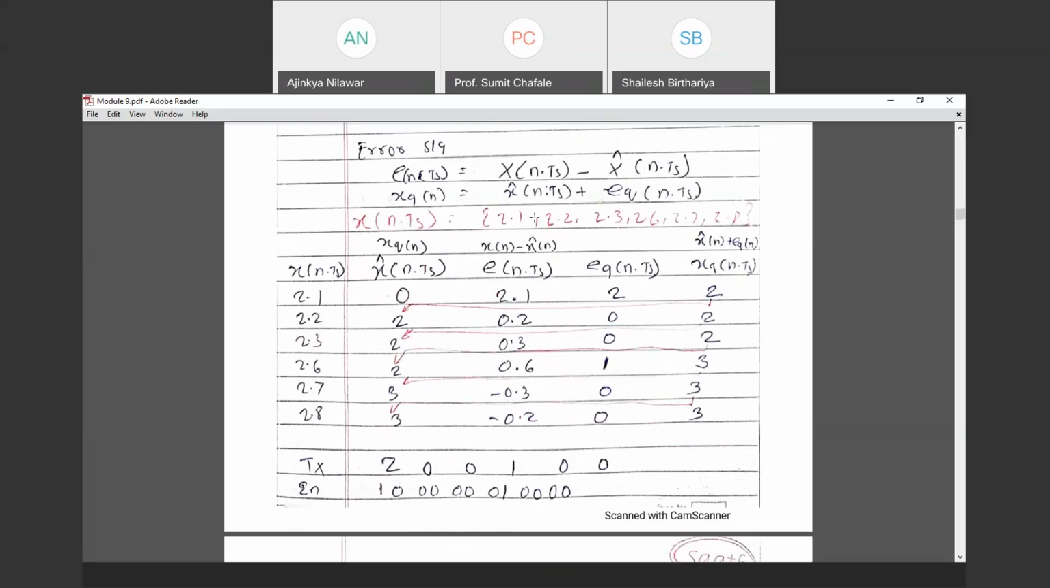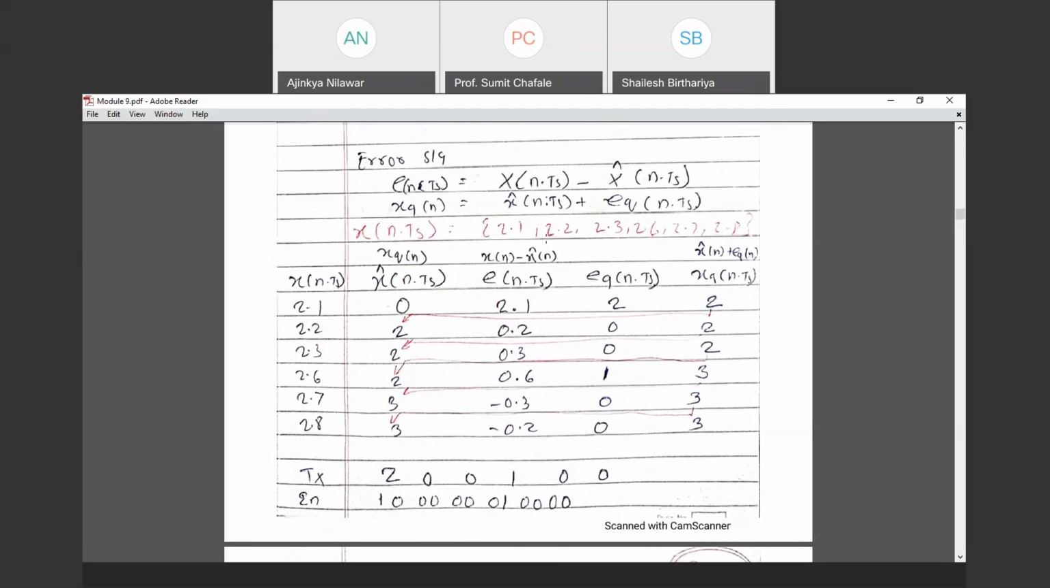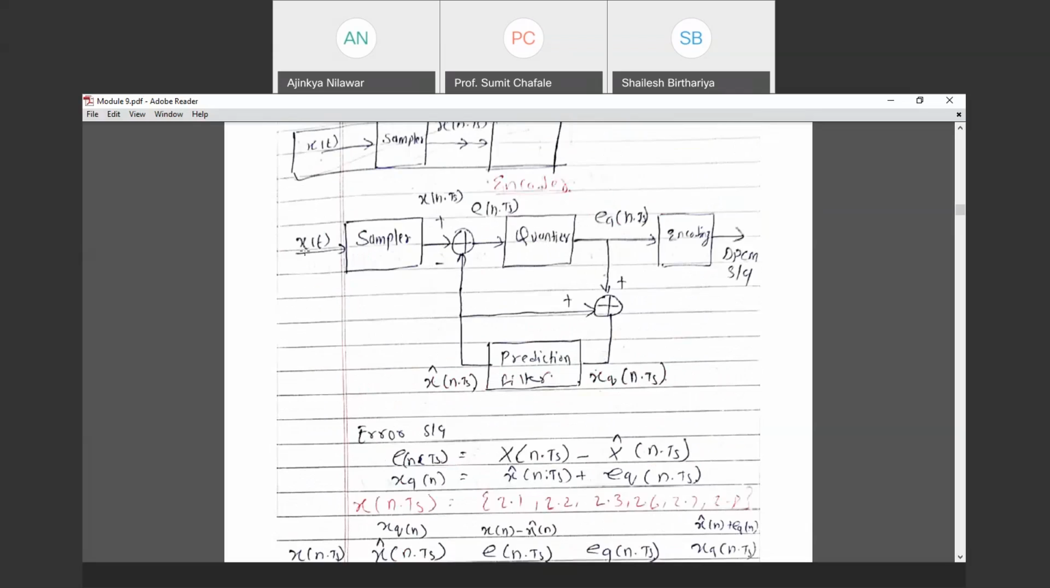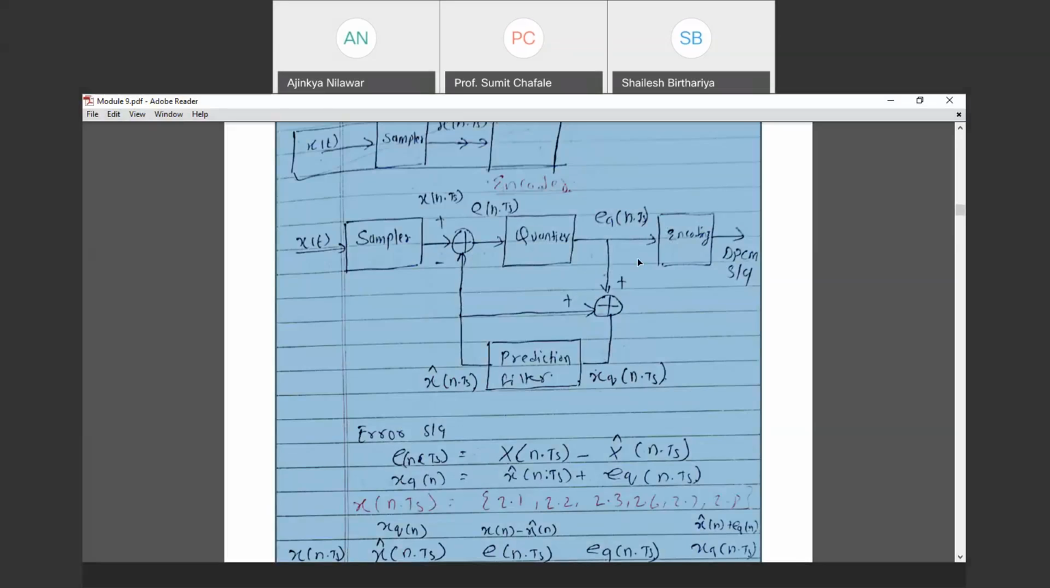Okay. So I have these different voltage levels: 2.1, 2.2, 2.3, 2.6, 2.7 and 2.8. This signal is at the input. First 2.1 will move through sampling, then it is provided to the quantizer, and then to encoding. Let us consider this step by step execution.